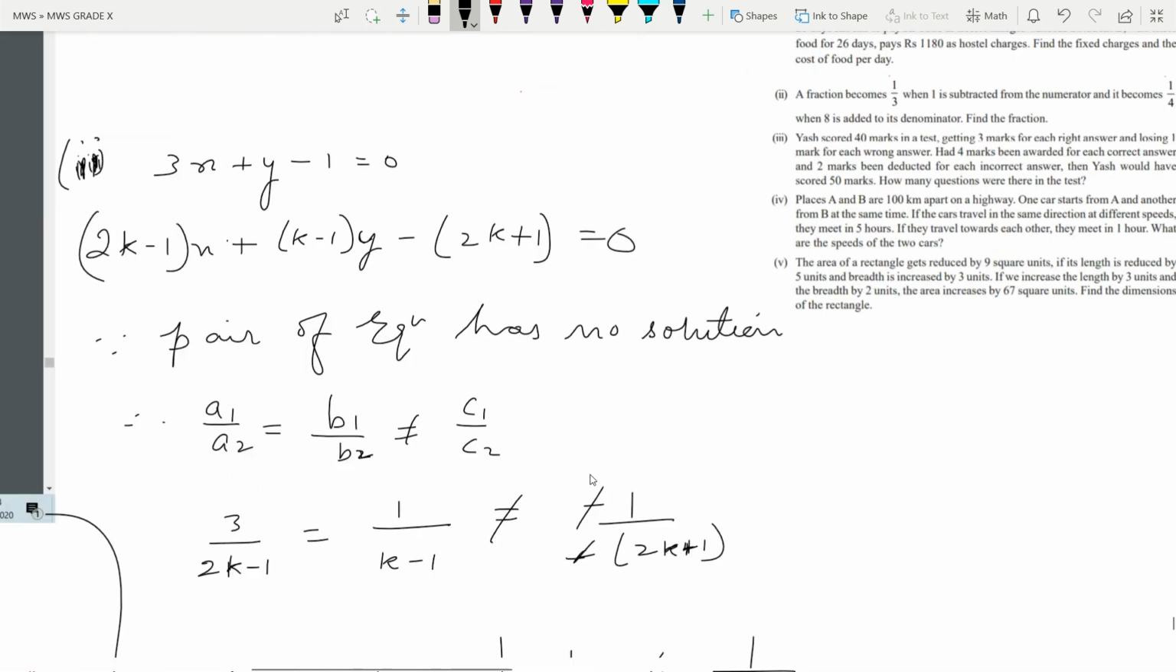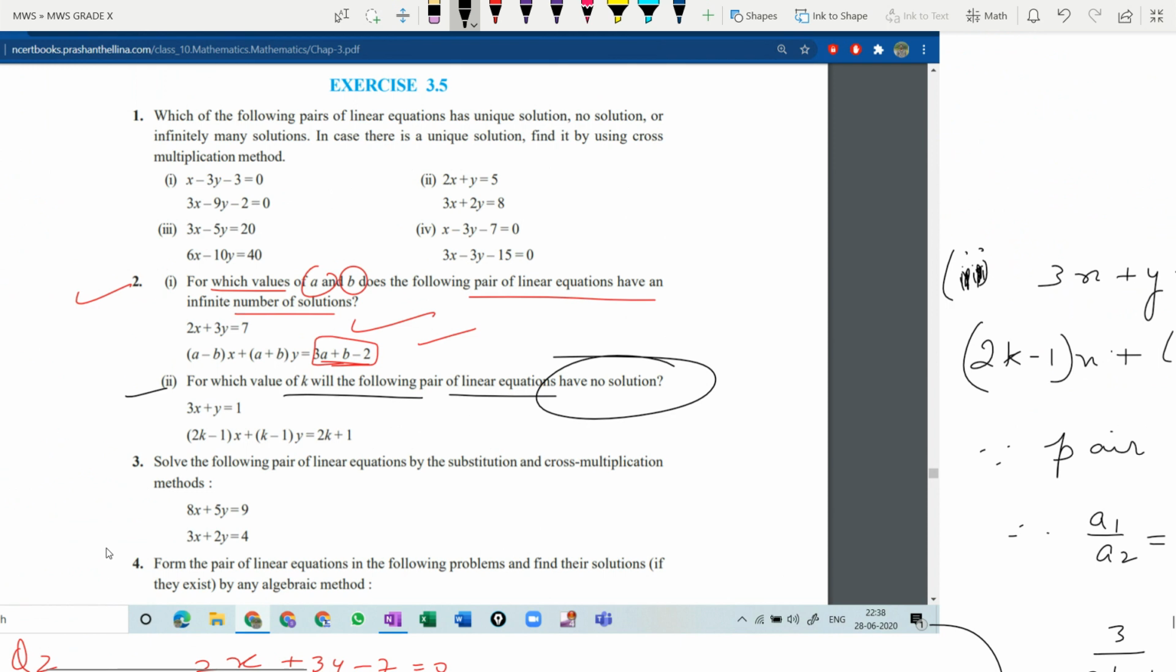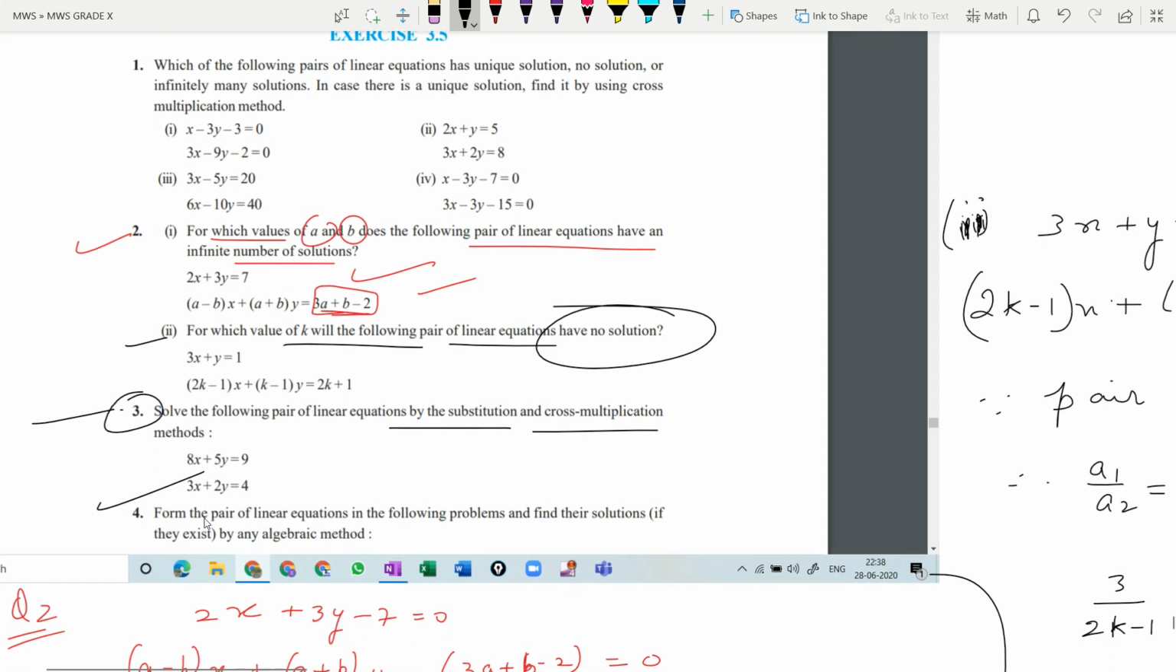So let us move on to question number 4. The third I have given you for homework, that you have to solve by substitution and cross multiplication method. I hope you have done that. Question number 4. From the pair of linear equations in the following problems, find their solutions if they exist by any algebraic method. That is your choice if you want to use substitution, elimination, or cross multiplication. This is up to you. I would always suggest you go by elimination. That is the quickest and the easiest method to follow.